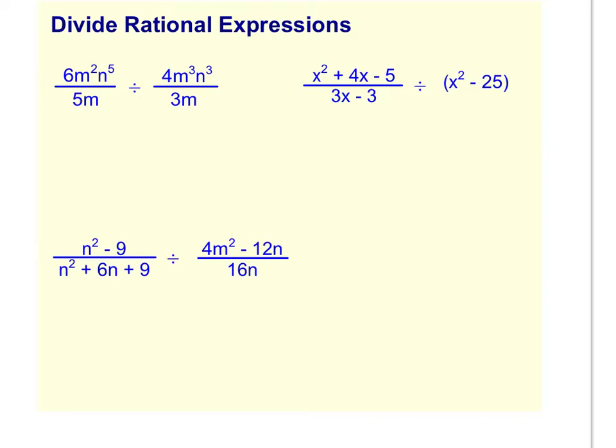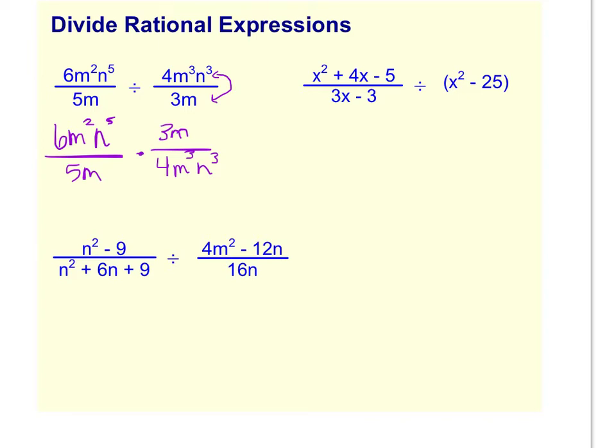So what you're going to want to do is just rewrite the whole problem. Factor it along the way if you can. This first example doesn't have any plus or minus signs, so there's no factoring to do. But you have 6m squared n to the fifth over 5m. Now that division will change to multiplication, and then we're going to flip our second fraction. So this 3m will be on the top over 4m cubed n cubed.